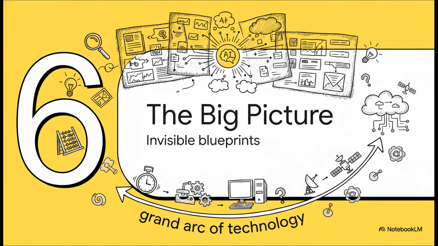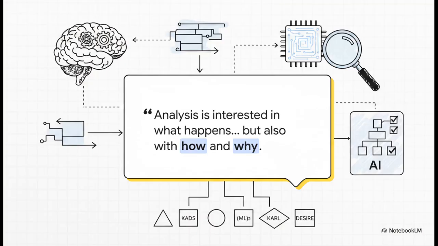Finally, Section 6, the big picture. So what does this all mean for us today? How do these 1990s academic blueprints relate to the grand arc of technology? Well, as Brookings noted way back in 1986, analysis is not simply interested in what happens, but also with how and why. That quote summarizes the entire ethos of knowledge engineering.